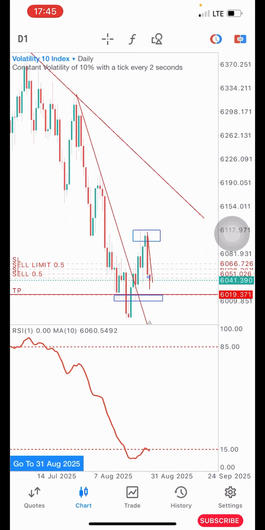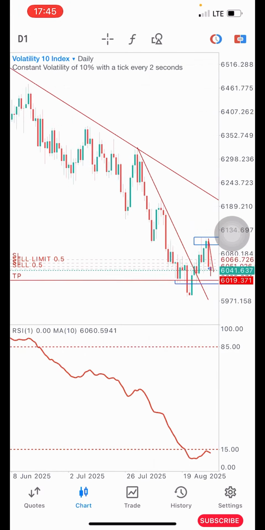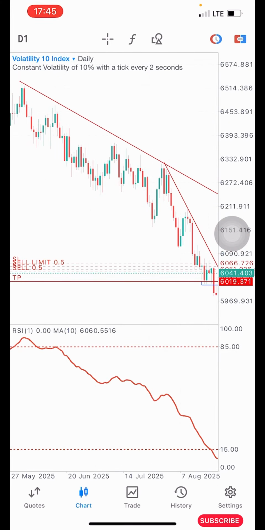As you can see, this is the daily time frame. Whenever I open my chart, I first want to analyze the trend of the market, whether we are in an uptrend, a downtrend, or the market is ranging or consolidating. If the market is consolidating, I want to know the direction of the market. That is what I first want to do.